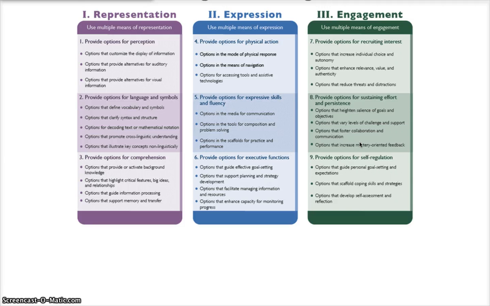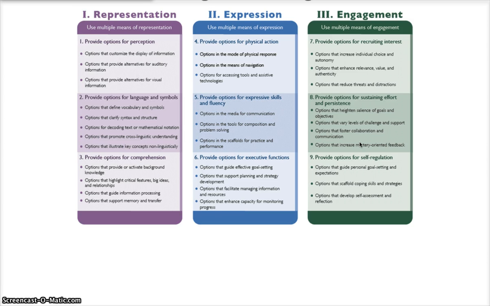Number 2, under representation, provide options for language and symbols, so options that define vocabulary and symbols. For instance, we use language that's accessible, and we actually provide inline definitions. So students don't have to go and look something up. It's understandable just by reading the sentence or phrase. Options that clarify syntax or structure, so if something's difficult, we make it easier. Options for decoding text or mathematical notations, options that promote cross-linguistic understanding. So we help build bridges for second language learners, and options that illustrate key concepts non-linguistically. So again, by using visuals to back up those that are language-based or text-based.